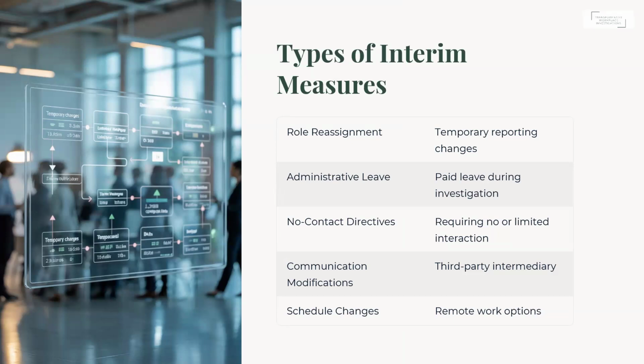Temporary reporting changes and restructuring lines of reporting. It can look oftentimes like administrative leave. And so that's pulling the parties, either the respondent or the complainant or both parties, out of the workplace on paid leave during the investigation. It can be no contact directives, and that is requiring no or limited interaction between the parties during the investigation, or communication modifications like a third-party intermediary, or I've seen email-only communication mandated during an investigation, or it can be schedule changes, so making sure that folks aren't working the same shifts or remote work options.